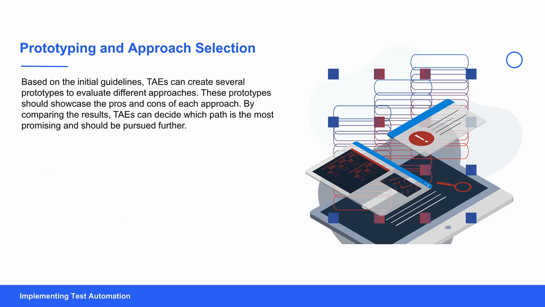Once you've laid out your initial guidelines, it's time to dive into prototyping. This step is all about exploring different approaches to see what works best for your specific needs. You might create several different prototypes, each one showcasing the pros and cons of a particular approach. By comparing these prototypes, you'll be able to decide which method is the most promising and worth pursuing in the next stages of your project. It's a way of testing your testing strategy, so to speak, before you commit fully to one path.